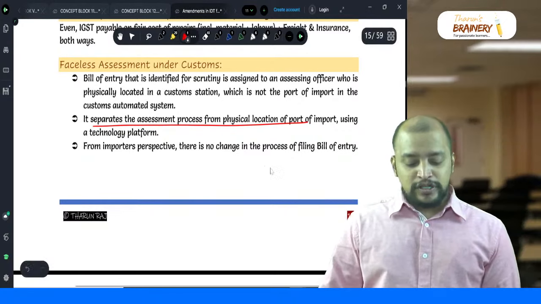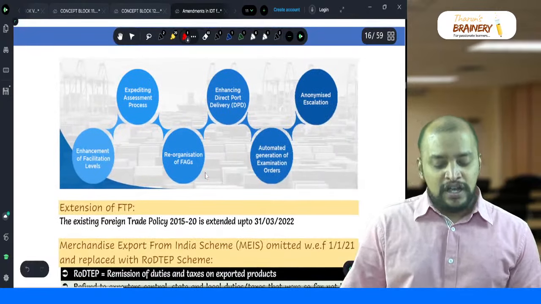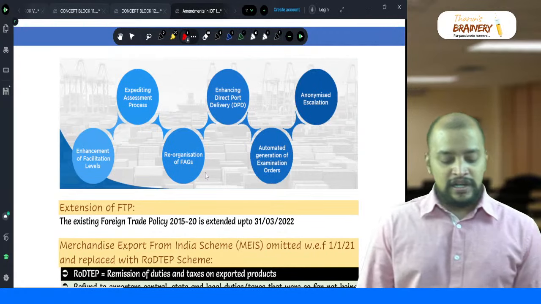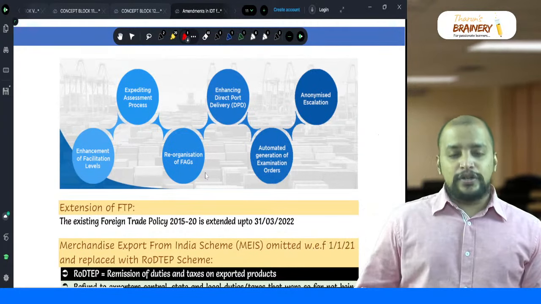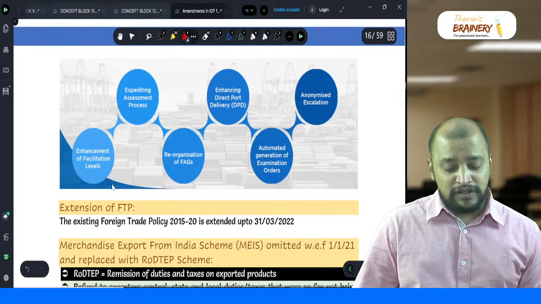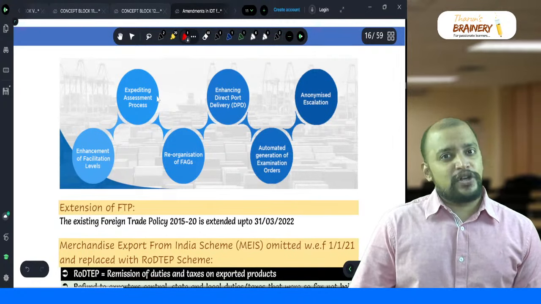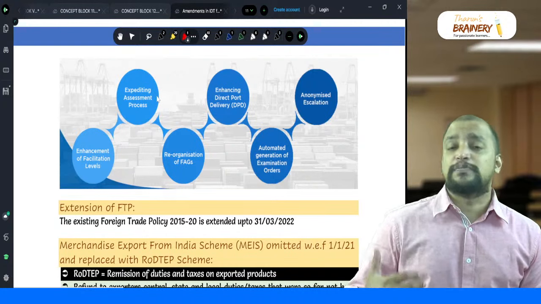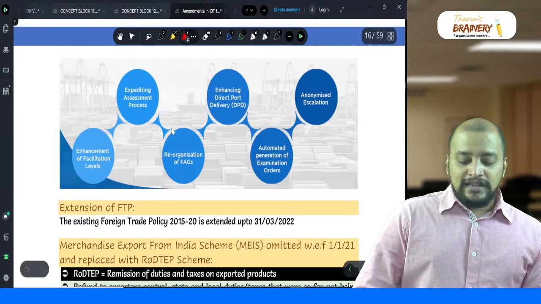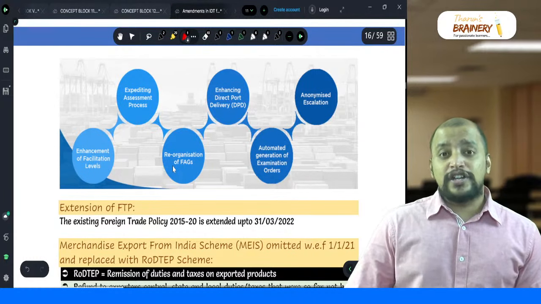From the importer's perspective, is there any change in filing the bill of entry? Normally they will file the bill of entry. The only thing is, it will go to a different customs officer than the jurisdictional one. So what are the advantages? Enhancement of facilitation levels. Many officers are now available for disposal to do the service, and it expedites the assessment process; they can speed up the assessment process and process more bills of entry in a day. Then, reorganization of faceless assessment groups. This is known as group RMS.